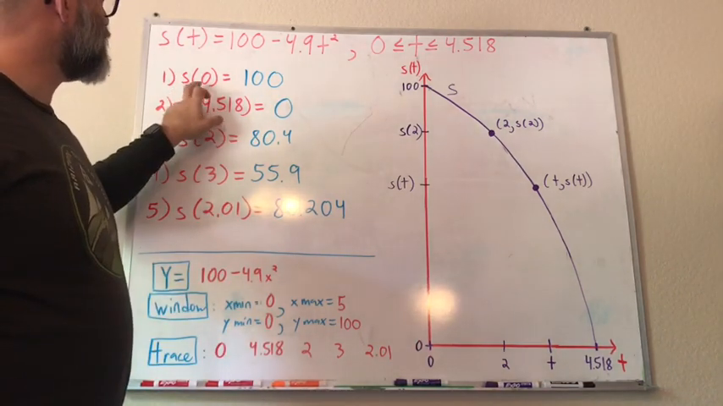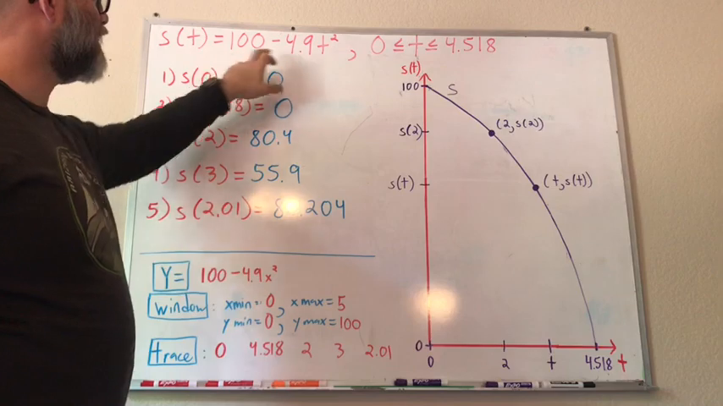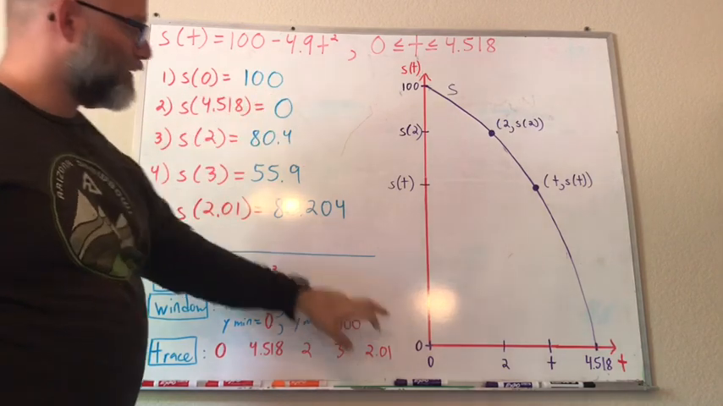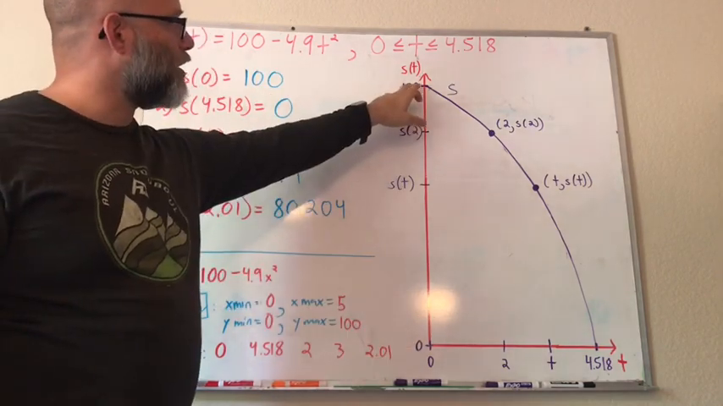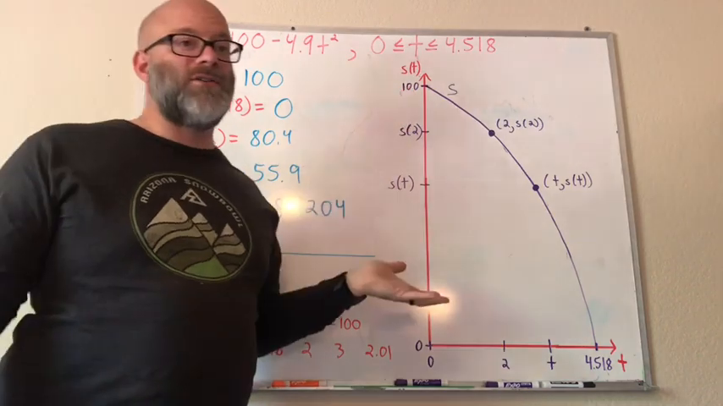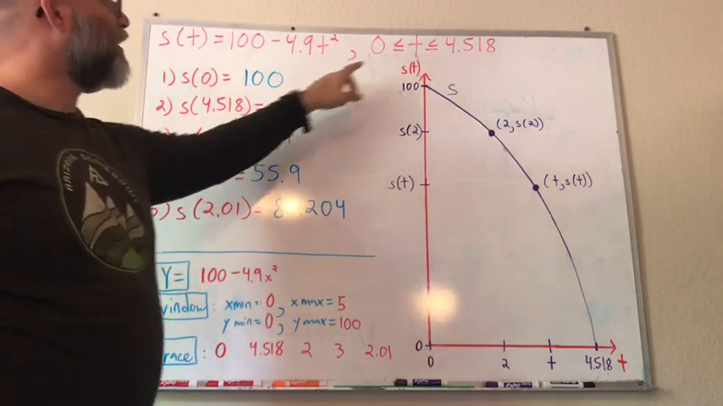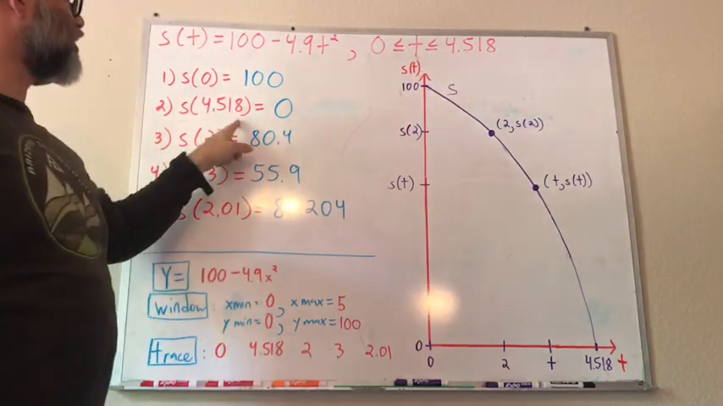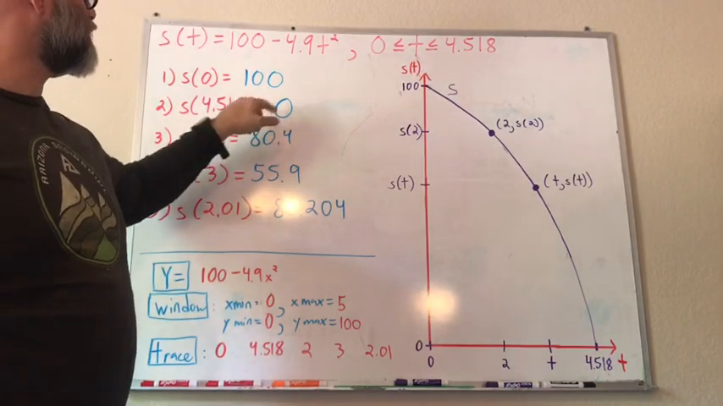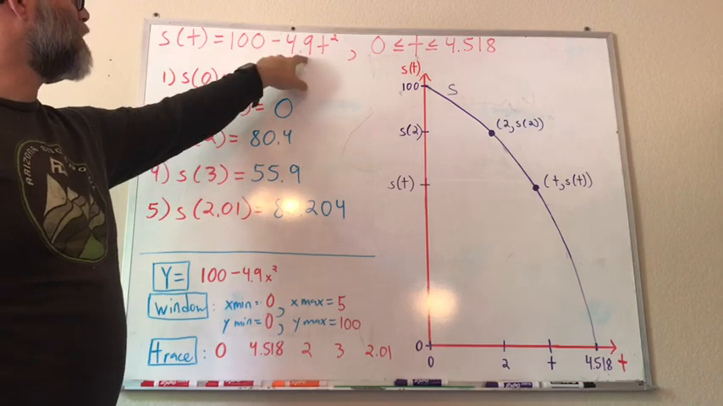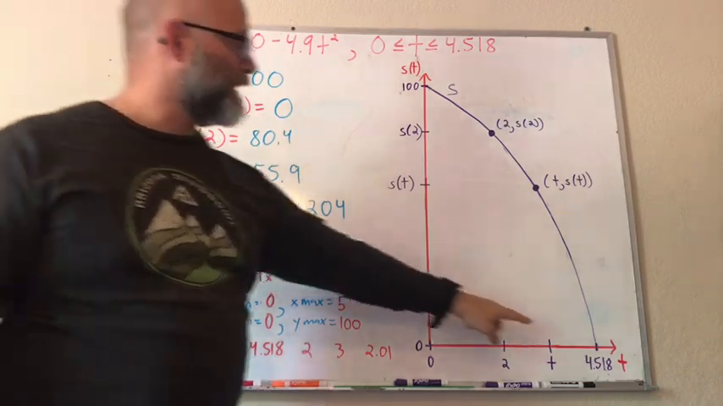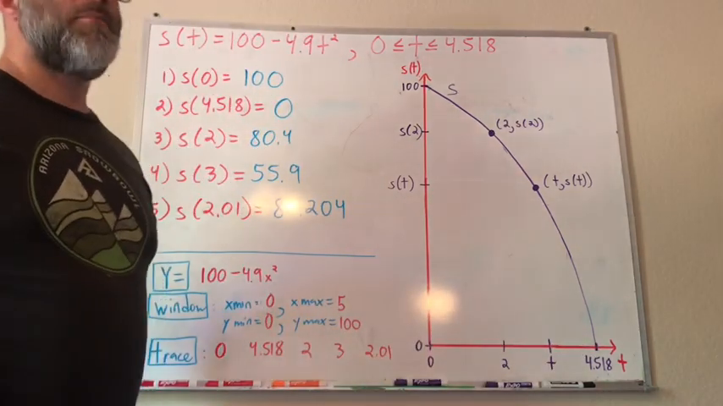So if I want to know the position at time 0, well, plug in 0 here and you get out 100. So at time 0, the position is 100. That's my vertical intercept, right? S of 4.518, the last of the numbers, should come out with the position of 0. So I plug in 4.518, 100 minus that will give me 0. That's that point right down there. These are the important points, right?